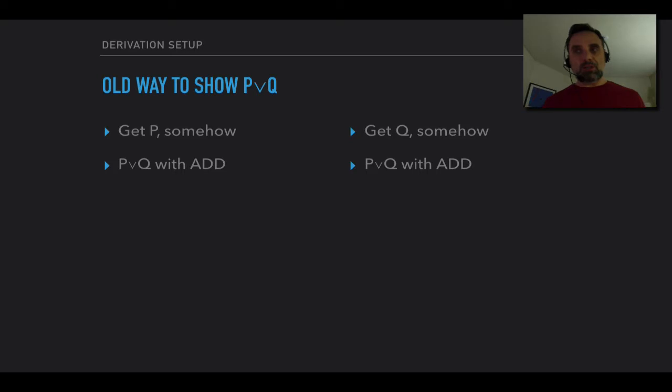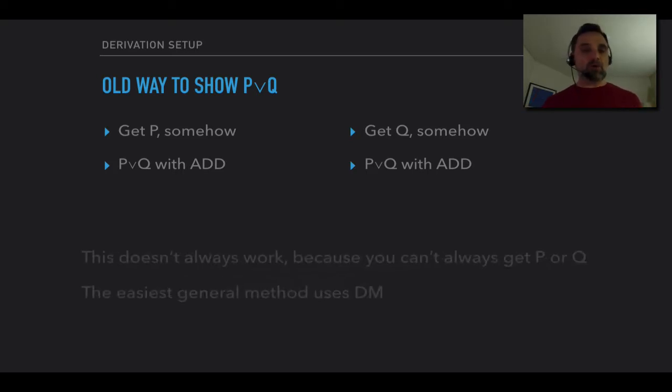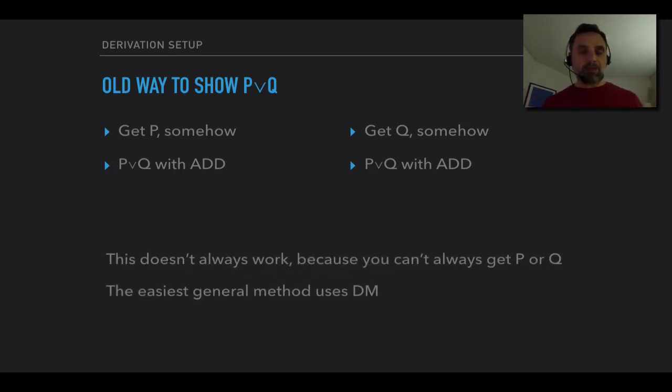This strategy is fine as far as it goes, but it doesn't always work, because it's not always the case that without doing anything fancy, you can get to P. Can you get P? Not necessarily. Can you get Q? Not necessarily. So this strategy doesn't always work. There are a couple of more general strategies that will work.